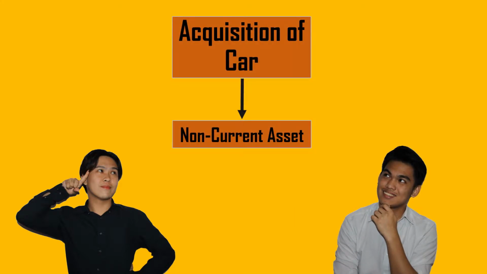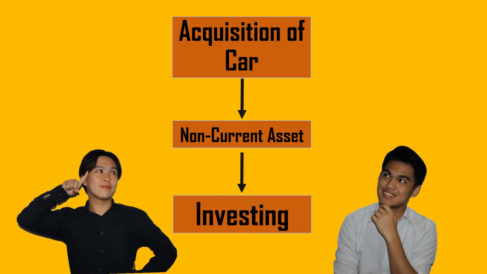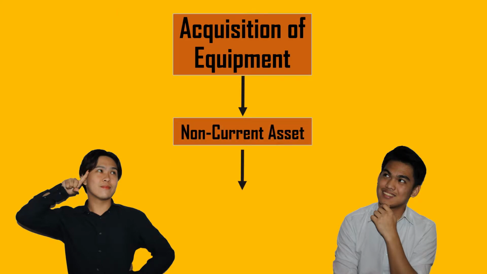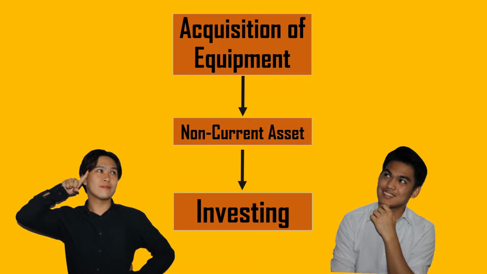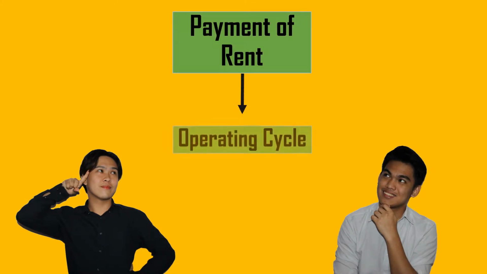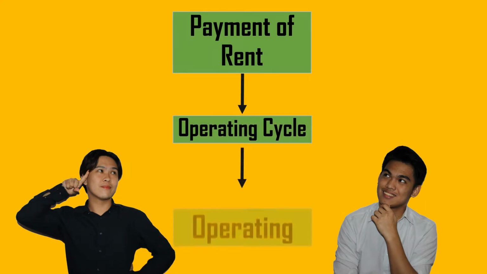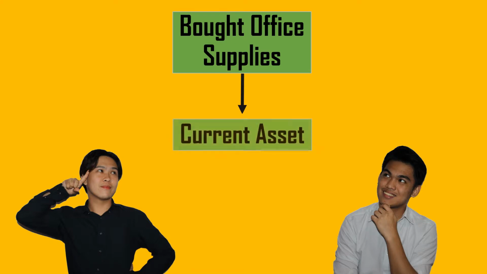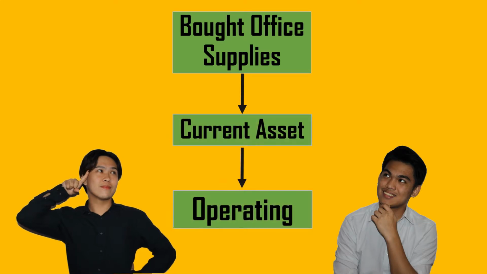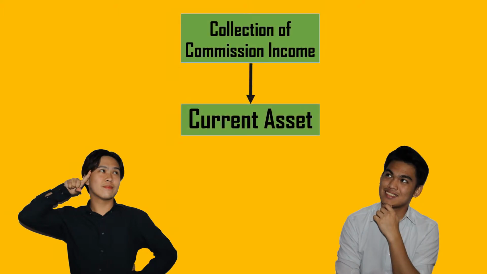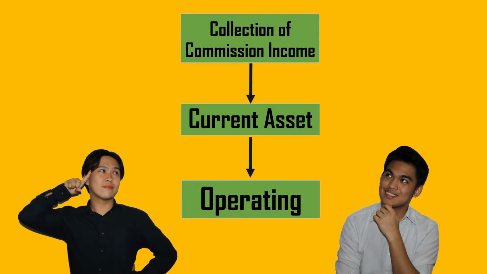Next one is the acquisition of car, which is a non-current asset, so we'll classify it under investing. Another one is the acquisition of equipment, which is also a non-current asset, so we will classify it under investing. Next is the payment of rent, which is not part of an asset or liability but is a regular activity of a business. So it is under current operating cycle, so it is classified under operating. Next transaction is when we bought office supplies, which is a current asset, so we'll classify it under operating.